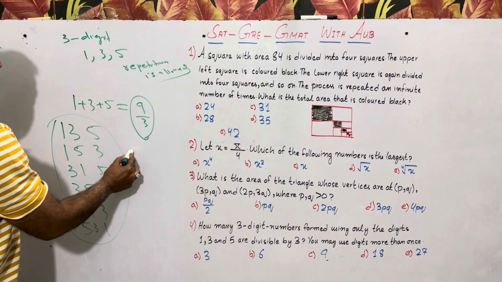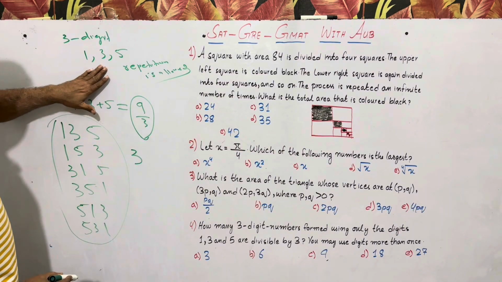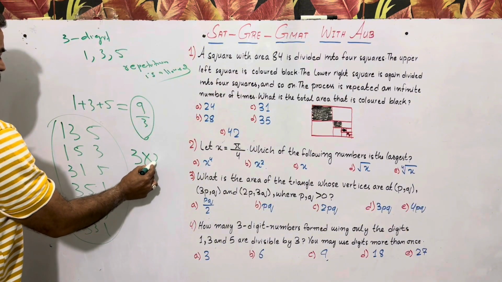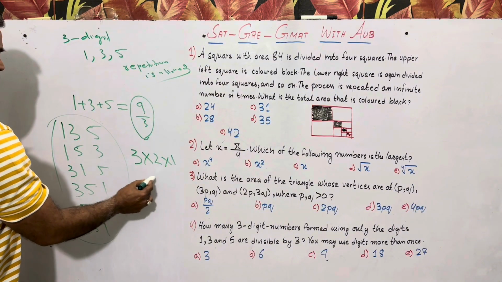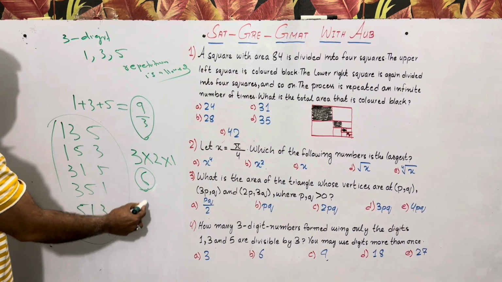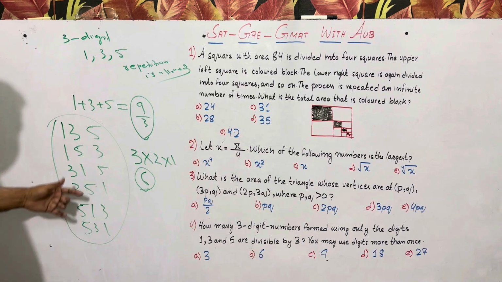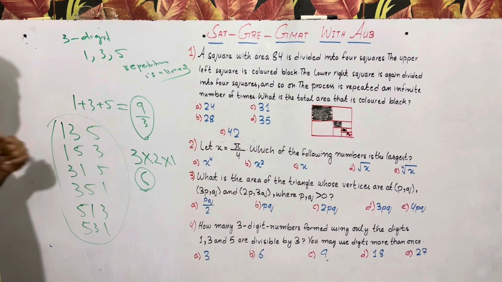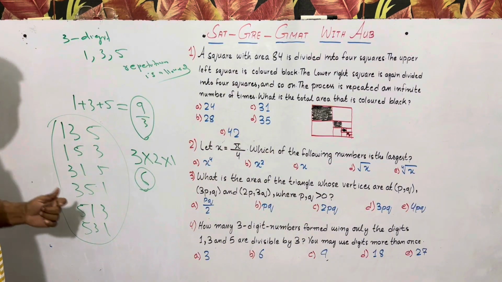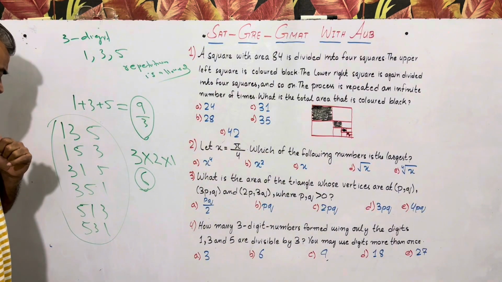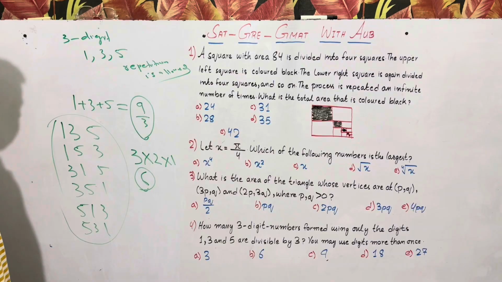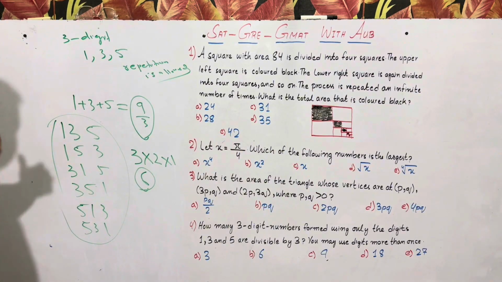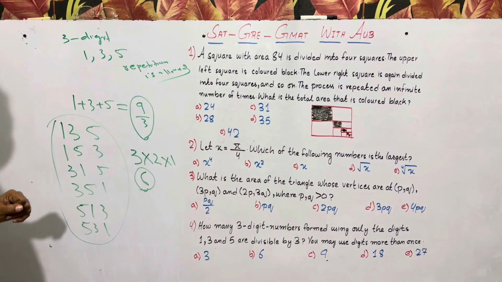For the first digit, we have 3 possibilities if we are using them once. For the second digit, 2 choices. For the third one, 1. Or 3 factorial, which is equal to 6. All these are numbers whose digits add up to 9, so they are divisible by 3. So these 6 are the possibilities that are divisible by 3.